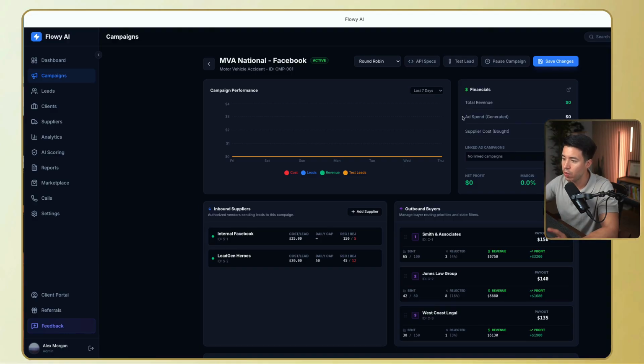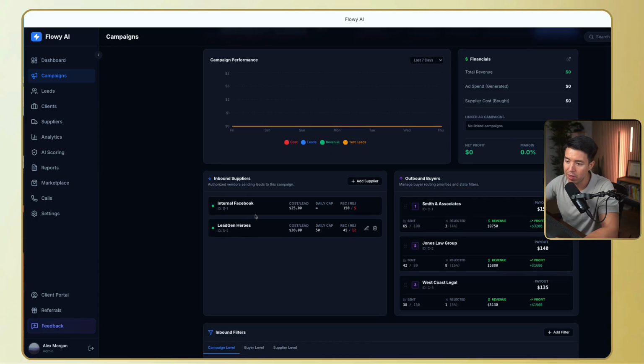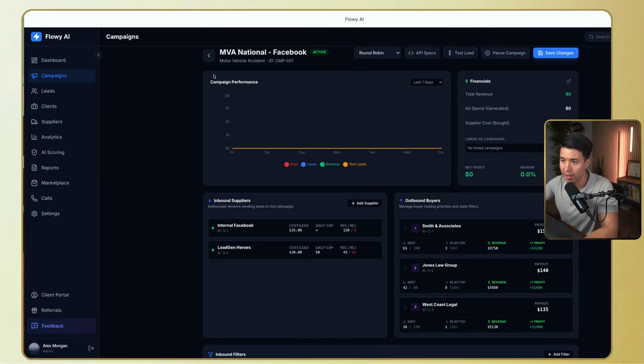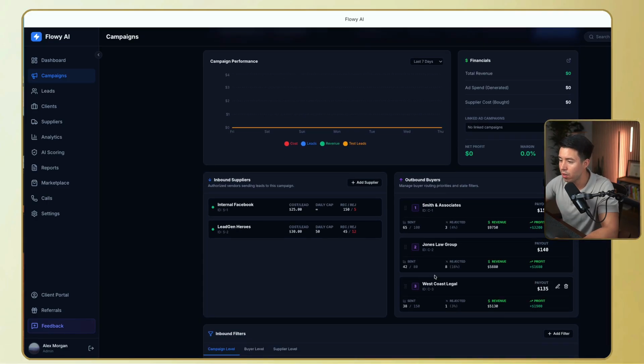Like I mentioned, we want to track profitability. So revenue, ad spend, supplier costs. Potentially, if you bought leads from another supplier, you can link your ad campaigns here. So from Facebook, Google, whatever, and we can calculate your net profit and your margins. So these are all your inbound suppliers, the ones that are supplying leads for this campaign. And then these are all your actual buyers.